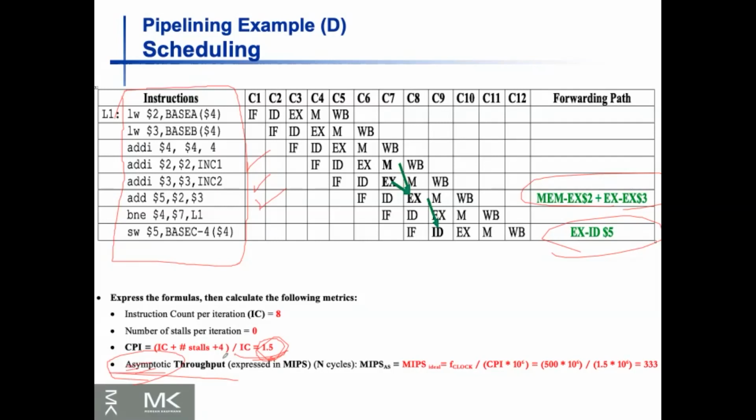You have to use the same old throughput expressed in MIPS, which is going to be the frequency of your clock divided by the CPI, in MIPS, okay? So you just divide this by this, and you're going to arrive at 333. So out of your 500, you're able to utilize a majority of that, okay? And that's a good sign for us. Any questions so far?